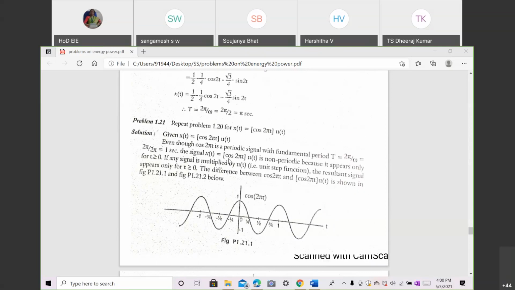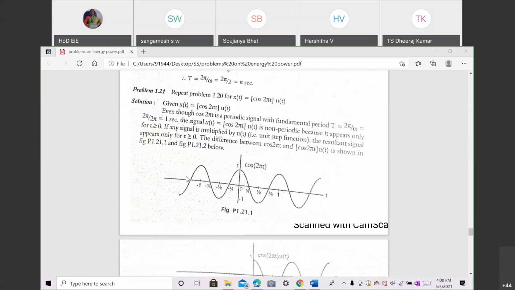The signal x of t equal to cos 2 pi t into u of t is non-periodic because it appears only for t greater than or equal to 0, that is, the positive side. If any signal is multiplied by u of t, the unit step function, the resultant signal appears only for t greater than or equal to 0. The difference between cos 2 pi t and cos 2 pi t into u of t is shown in the figure.